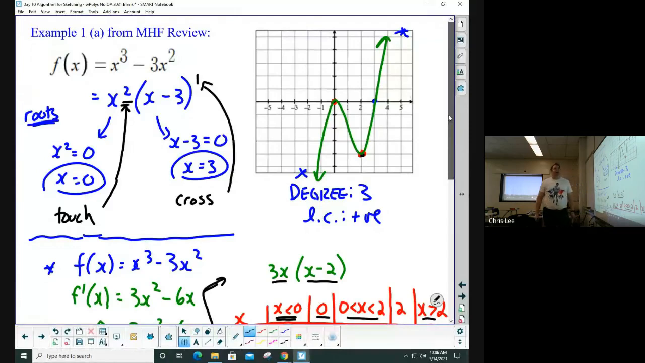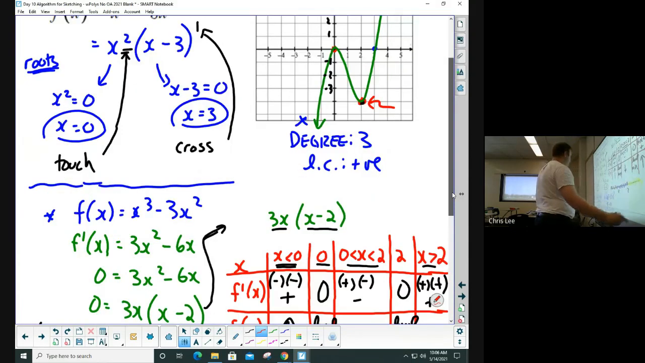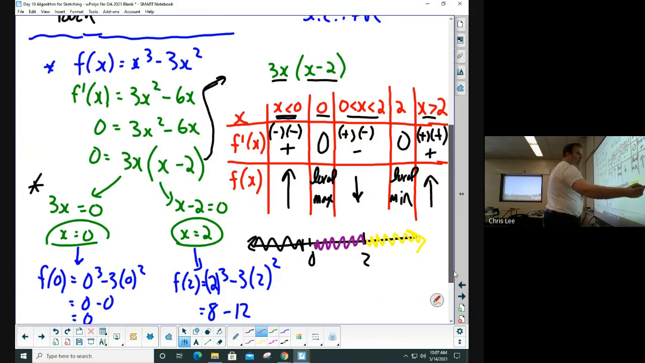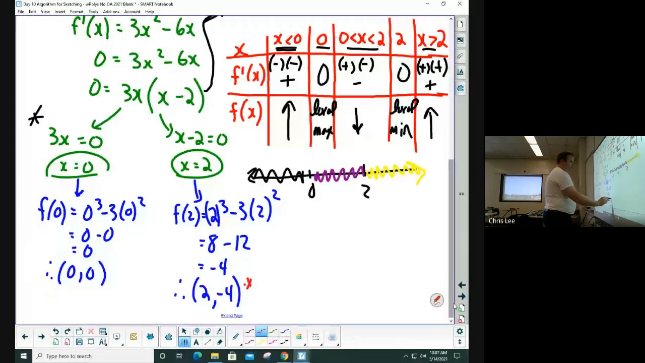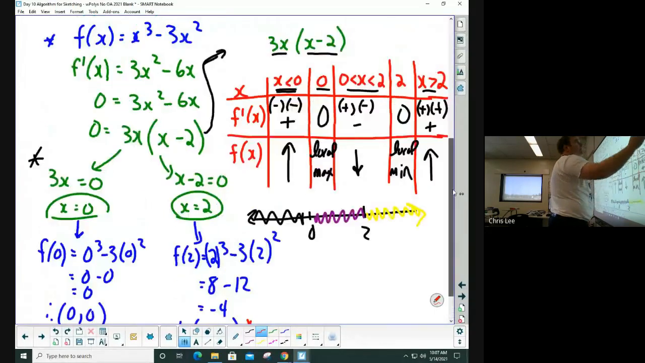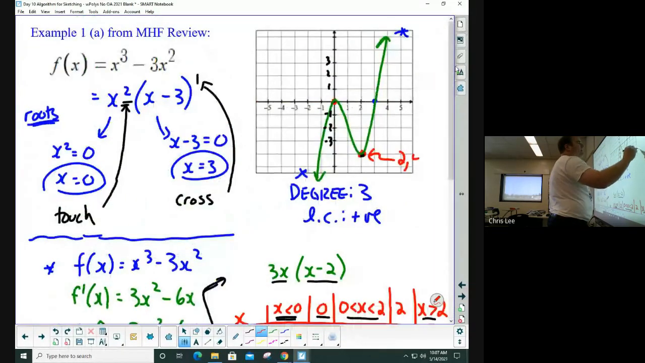Because this is more accurate, we're going to label the axes now. So this is 1, 2, 3. This is -1, -2, -3. And the critical points can also be labeled. So this critical point, remember, it's down here, was 2, -4. There it is, 2, -4. And this critical point is 0, 0.